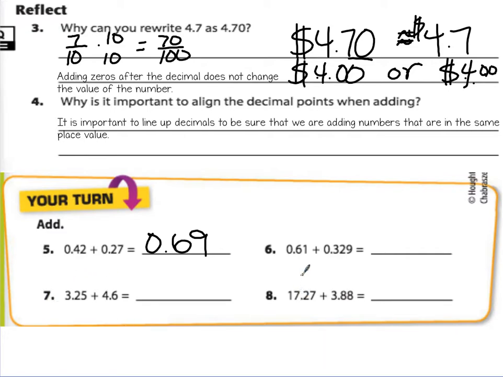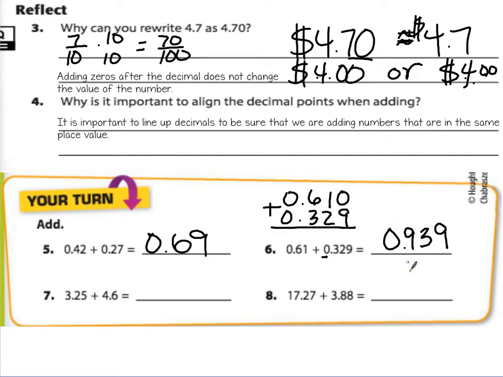I am going to show my work here though. So I have 0 and 61/100ths. And now here's my 0 in front of the decimal. My decimal, 3, 2, 9. Notice I didn't line up the 9 and the 1. I add a 0 here, and now I can add to get my answer. And I get 9, 3, 9, and 0, and I bring down the decimal. So I bring that decimal straight down after adding.